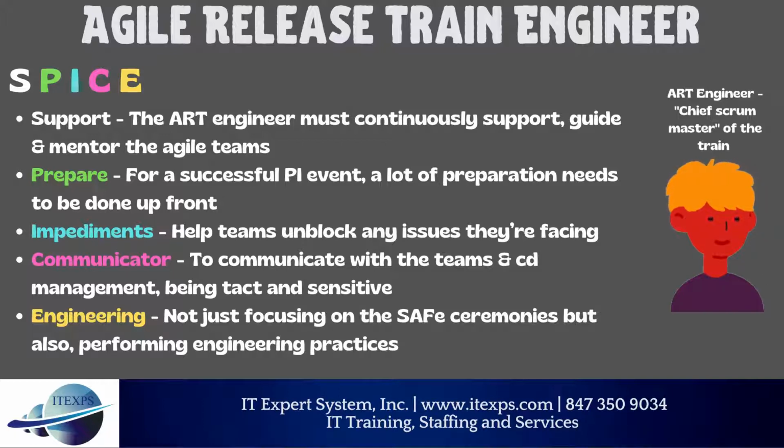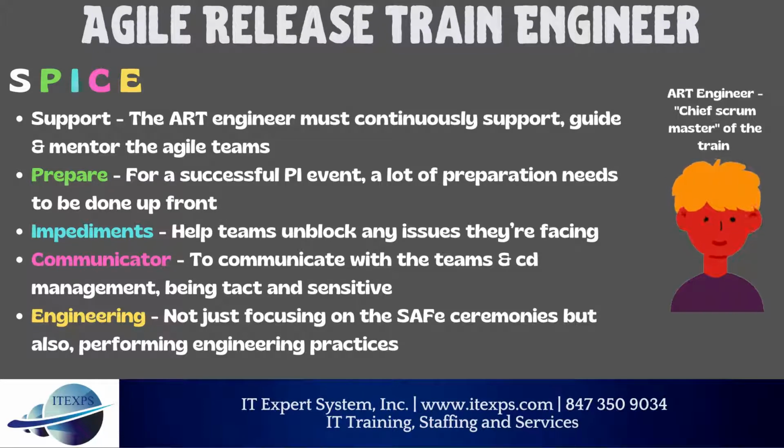Moving on to impediments. When several Agile teams are working together to build complex solutions, there will always be challenges. The role of the engineer is to help teams unblock any issues they're facing, for example, lack of resources, dependencies, etc. C is for communicator.